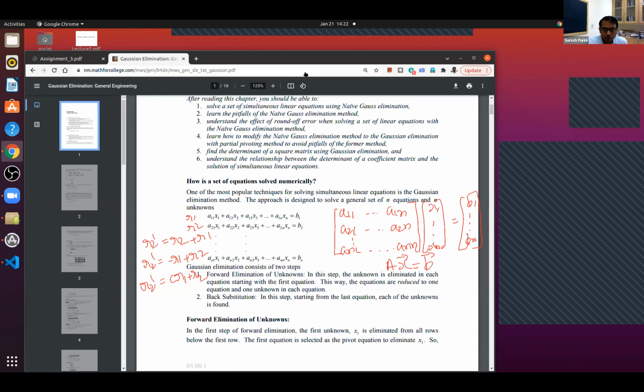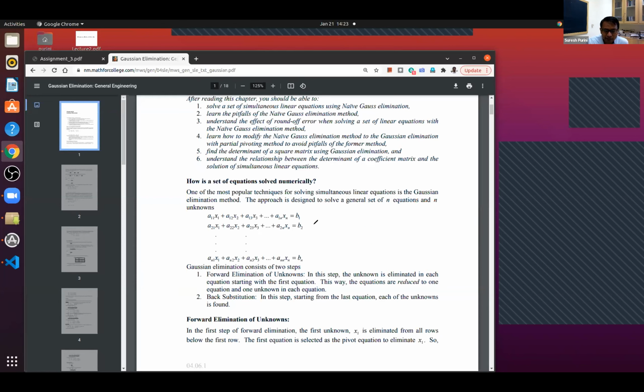So what do we do? We take this and try to do a series of row operations, and we finally reduce it to an upper triangular matrix. We reduce it to an upper triangular matrix.